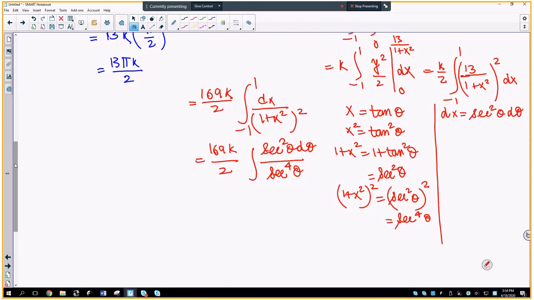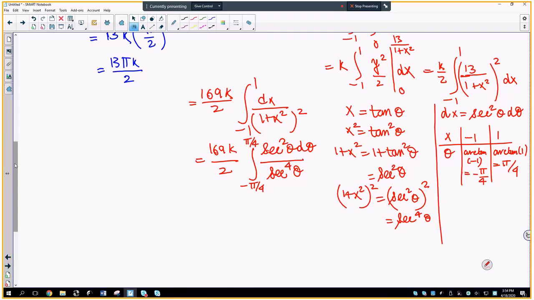And finally, we need to talk about the limits. It's x versus theta. If x is negative 1 and x is 1, what is happening to theta? So see, if x is negative 1, then theta is arctangent of negative 1. And that is, as we have seen, negative pi over 4. And if x is 1, then we get arctangent of 1, and we get pi over 4. So these are my new limits. Negative pi over 4 to pi over 4. So the integration is not actually terribly bad.